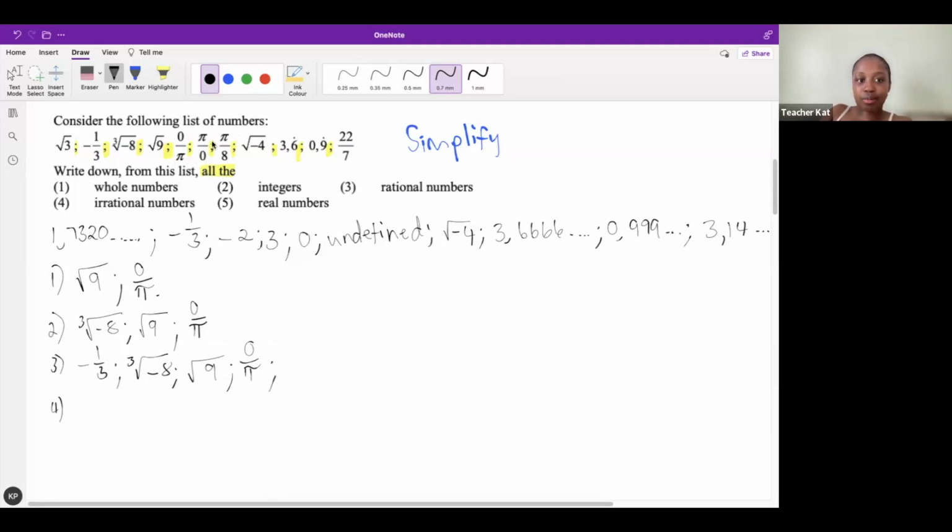Next, pi divided by 0. Is that rational? No. Skip. Pi divided by 8. Is that a rational number? No, because in the first place, pi is not rational. So if you're dividing it by 8, it's just going to create a very, very long decimal. Okay. Square root of -4, is that rational?